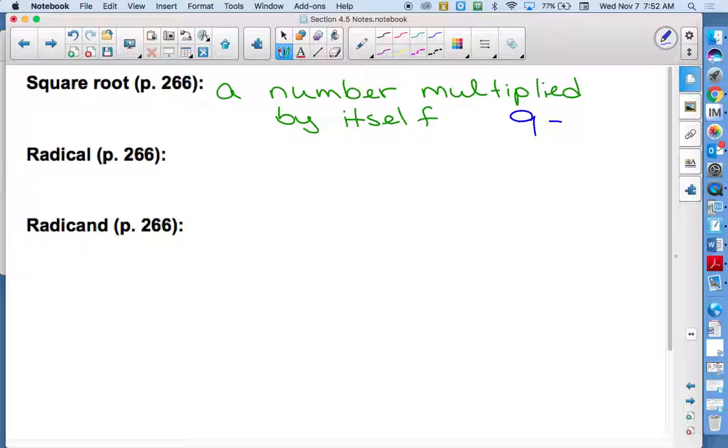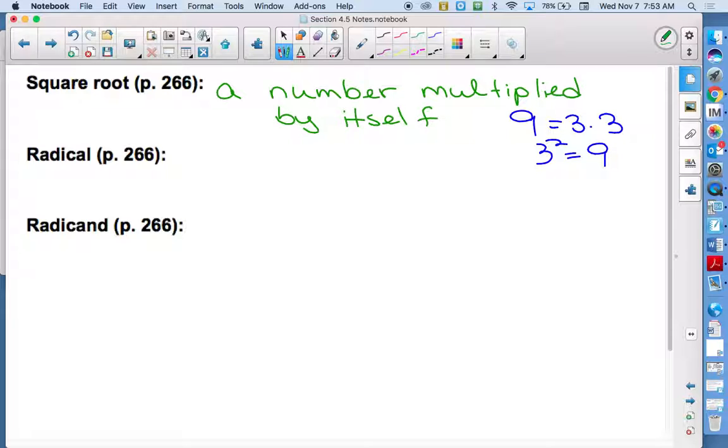So 9 is 3 times 3. The number multiplied by itself. The square root of 9 is 3. So we could say 3 squared is equal to 9. That would be an example of a square root or a perfect square.